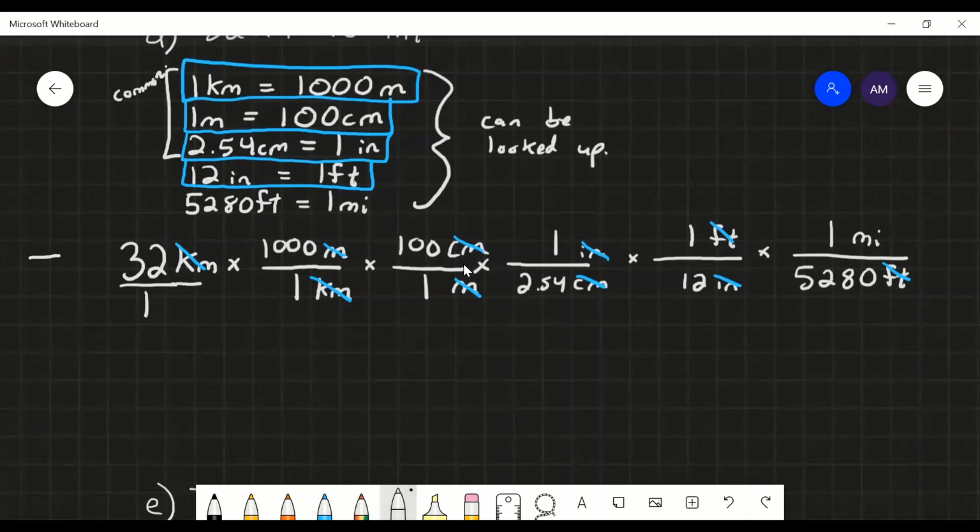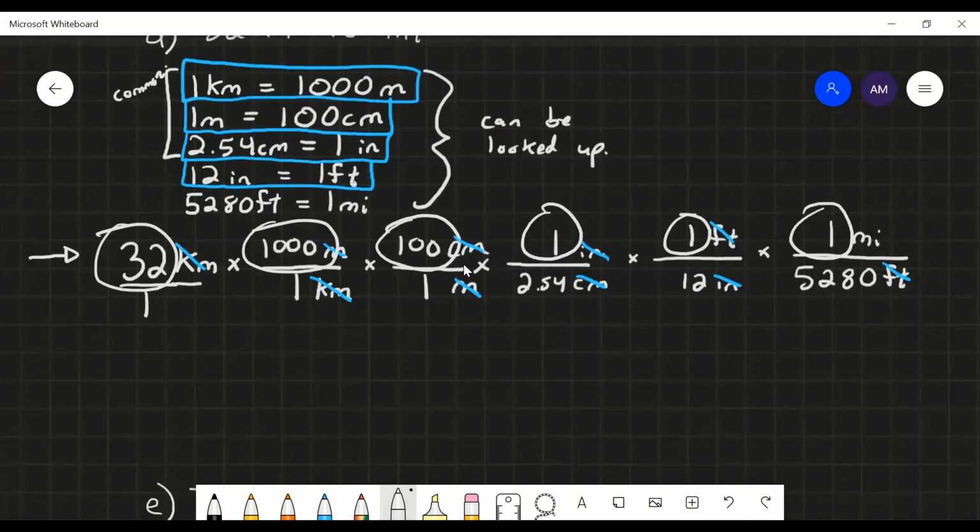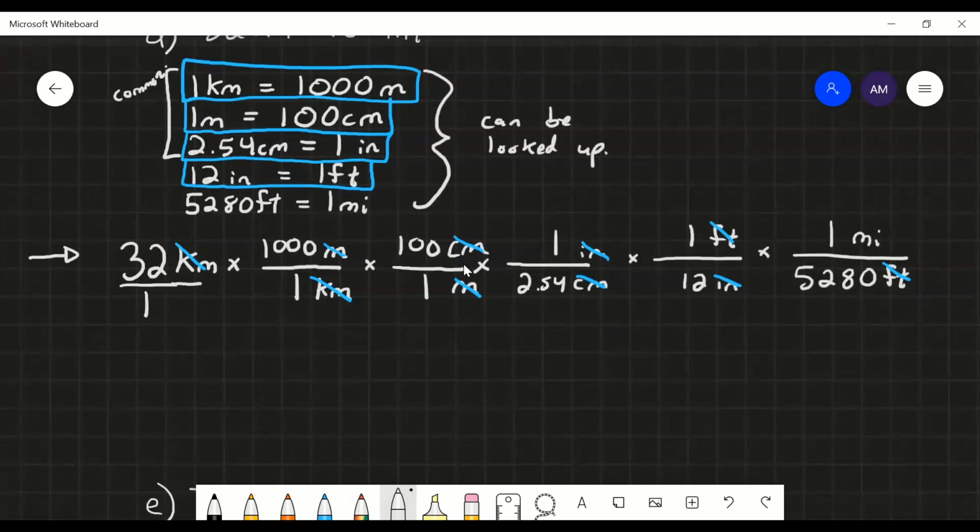If we multiply all of the numerators together, so 32 times 1,000 times 100 times 1 times 1 times 1, let's check to see what that makes with a calculator. So 32 times 1,000 times 100, I'm getting 3,200,000, or 3,200,000 miles.